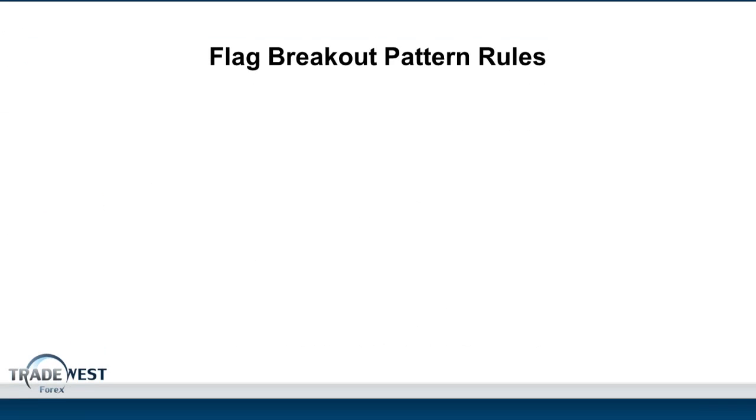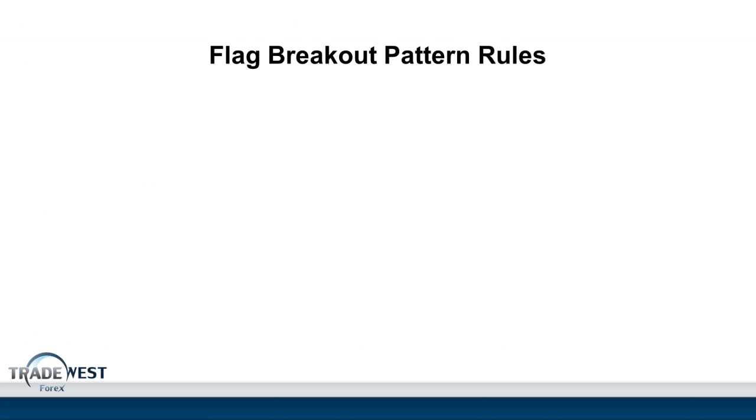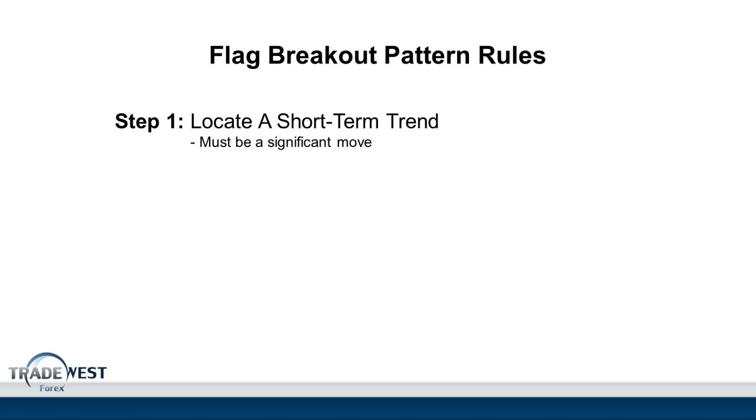Okay, and so let's talk about the flag breakout pattern rules. I'm just going to jump right to it and show you how this pattern works. It's actually very simple. There's 3 steps. Step 1 is locate a short-term trend. This could be a pullback in the market, but it must be a significant move, not just a small little pullback. It must be a pretty significant sized move, and I'll show you some examples of this.